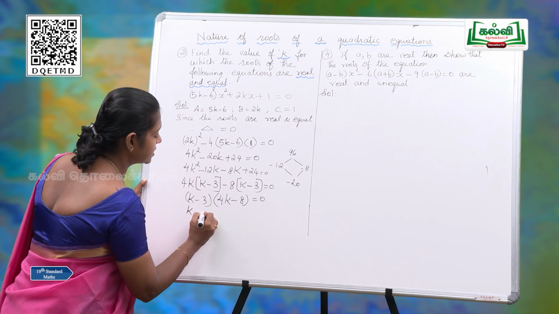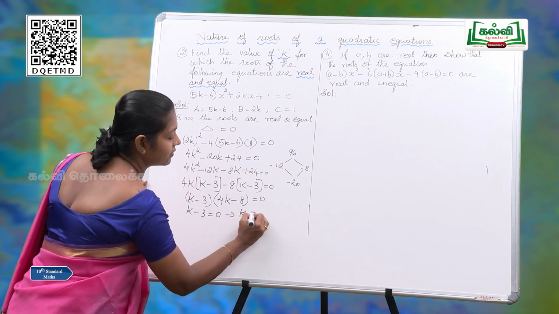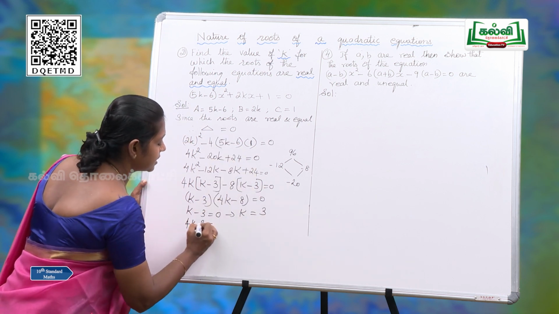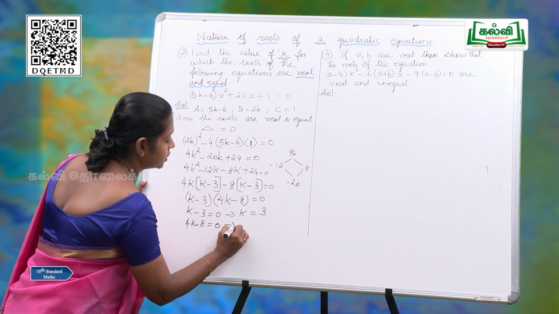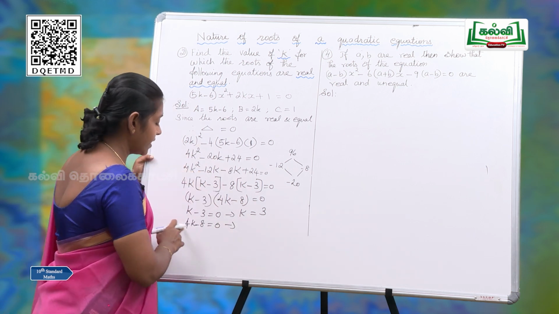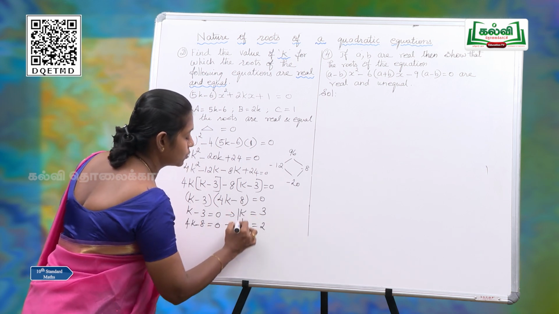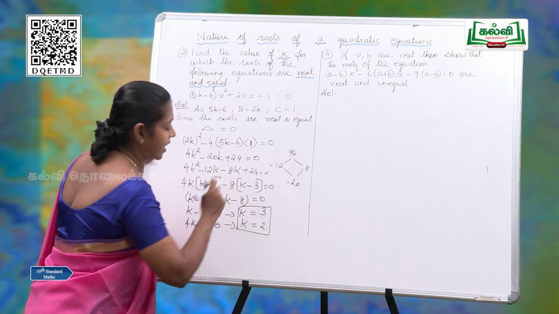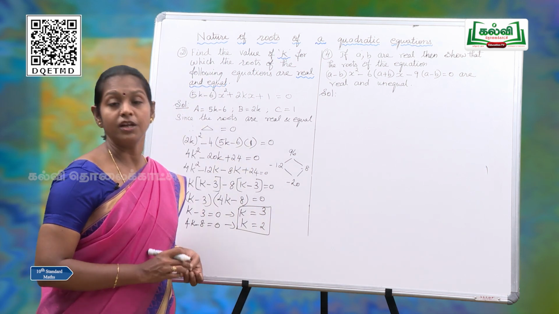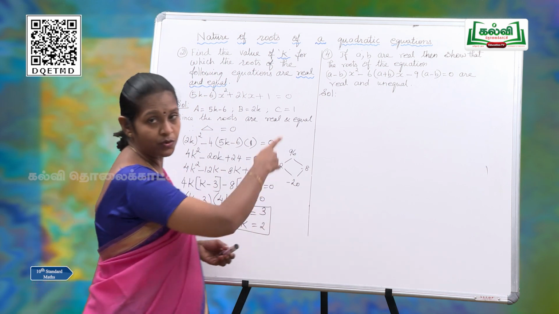From these two factors, we have to find the value of k. You have to equate k minus 3 equal to 0. So, what will you get? k value as 3. Next, 4k minus 8 equal to 0. You will be getting k, 8 will go that side, it will be plus, and 4 will go that side, so that 8 by 4 is 2. So, from these two factors, we found the k values based on the concept of nature of roots. I think you understood clearly. Shall we go to the next one?